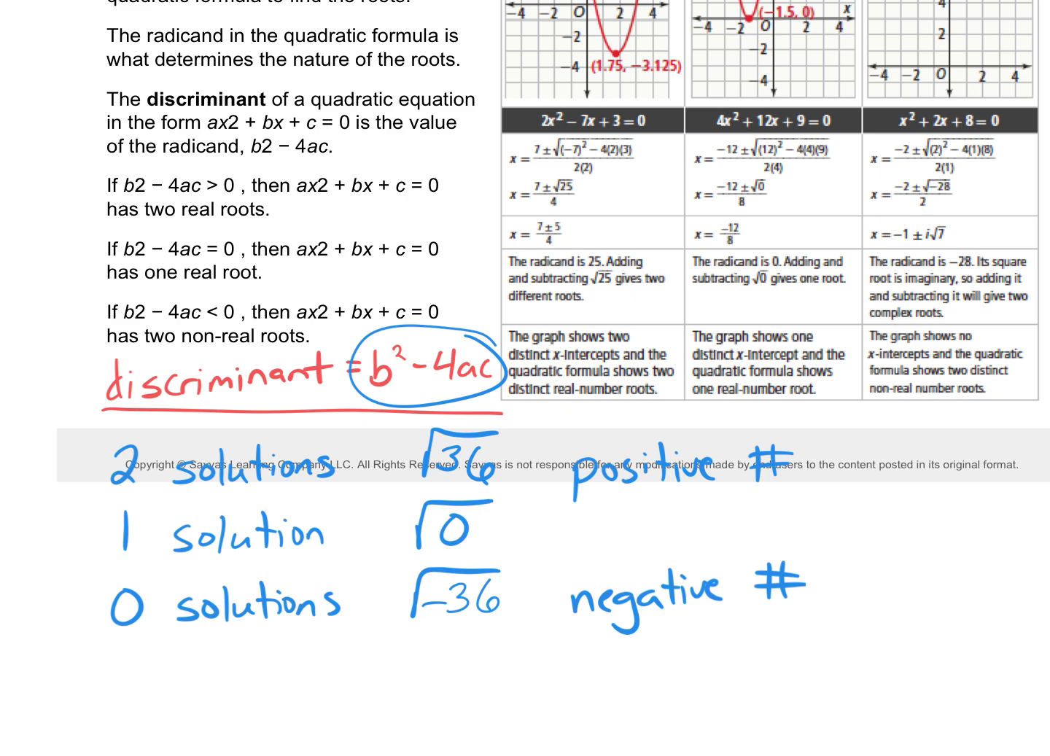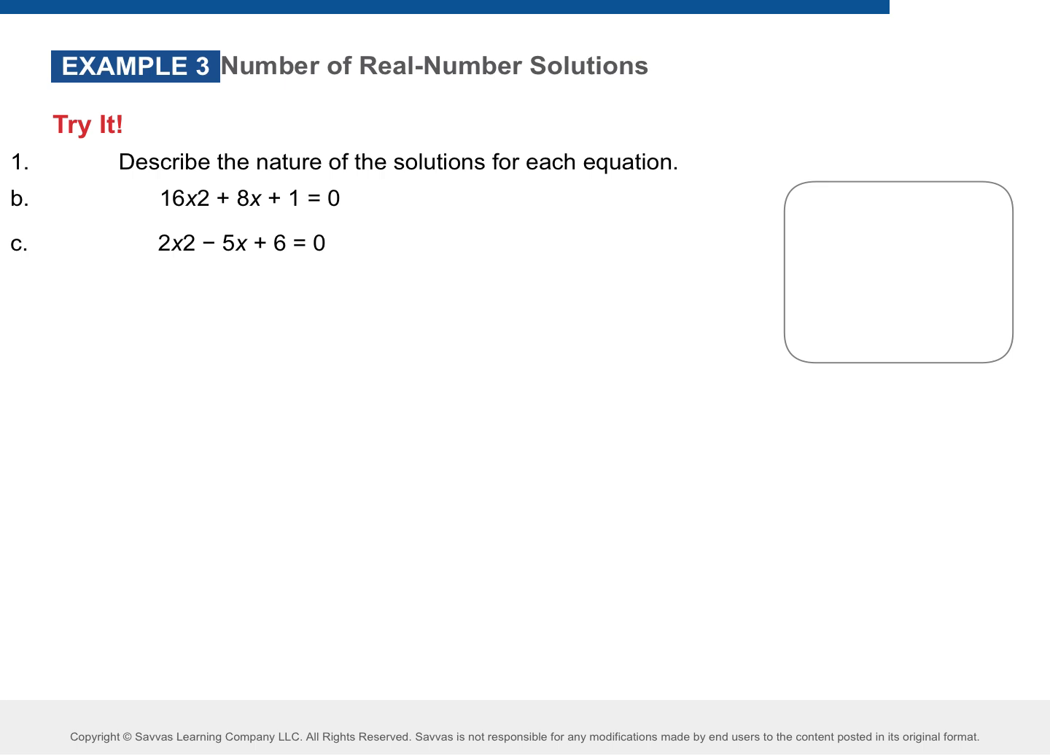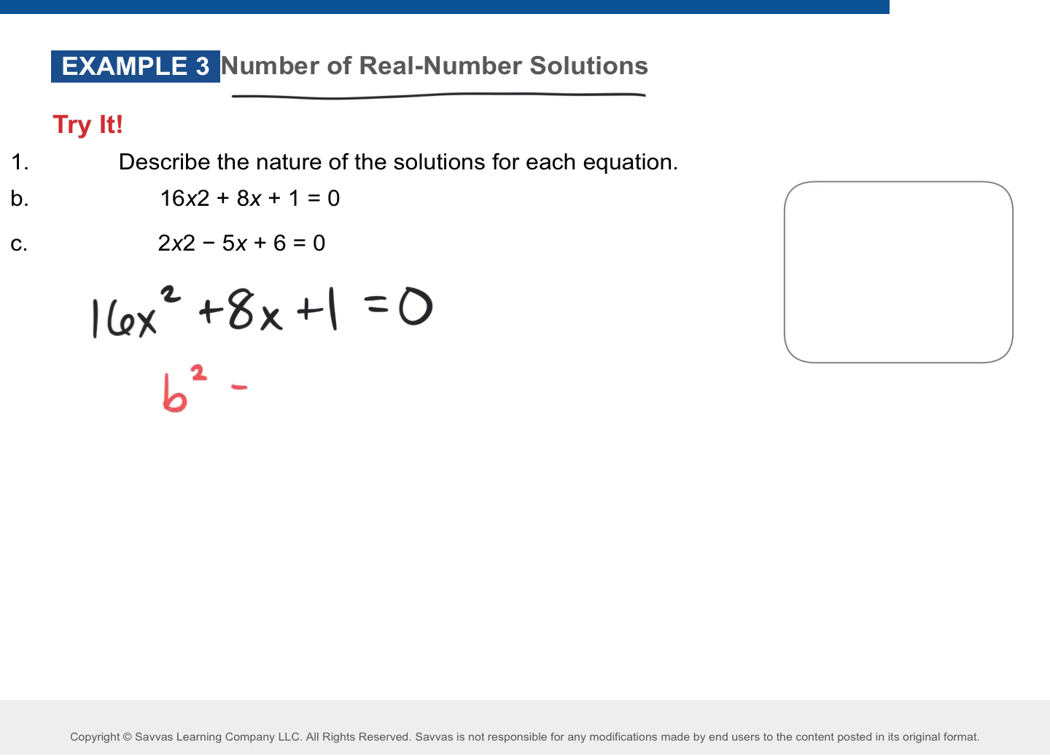So let's look at example 3, a and b. This first one I have 16x squared plus 8x plus 1 equals 0. In order to figure out how many real solutions there are, do I need to do the whole quadratic formula? No. What do I need to do? Just that part of the equation, the discriminant. So we're just going to follow b squared minus 4ac.